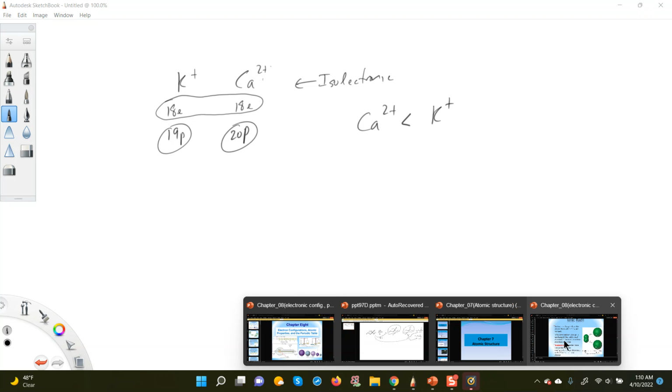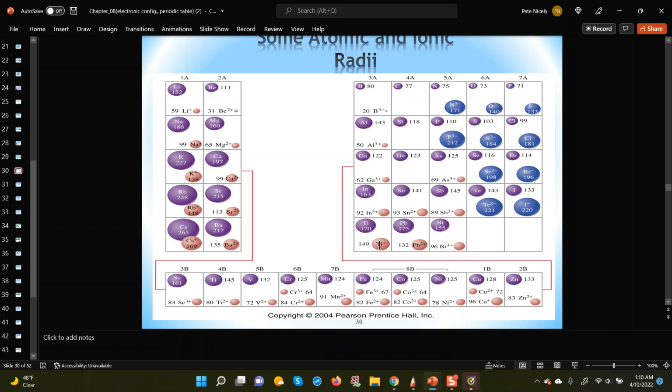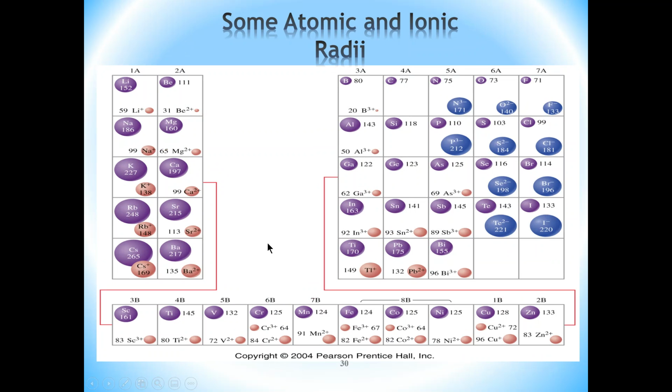Okay, so let me go back to the PowerPoint slide here and show you this table. And this table basically summarizes the trends that we covered so far in terms of the atomic sizes and ionic sizes of atoms and ions as you go across a period and down the group. So the purple spheres represent the atoms, right? The pink spheres represent the positive ions or cations, and, well, maybe I misspoke. Hold on one minute. The blue spheres represent the anions or negative ions, all right?